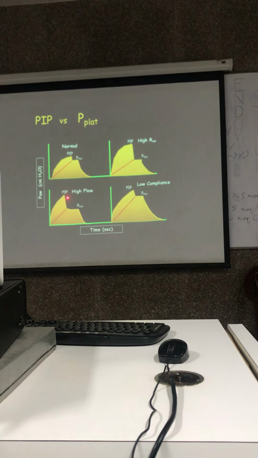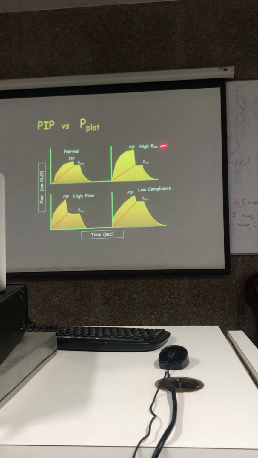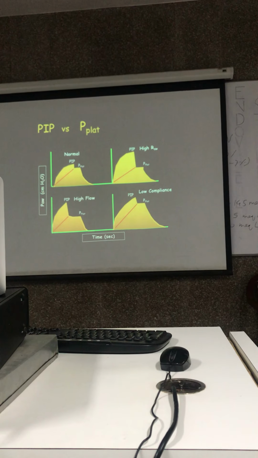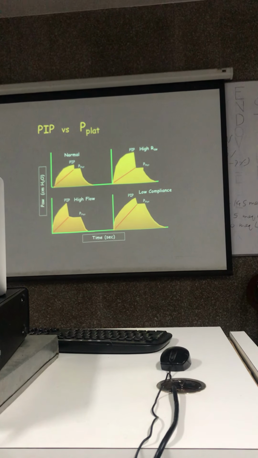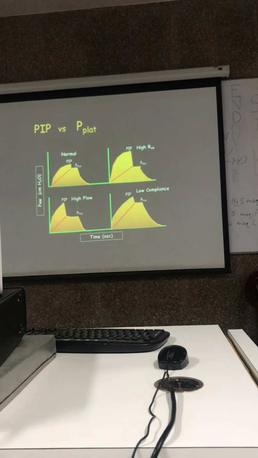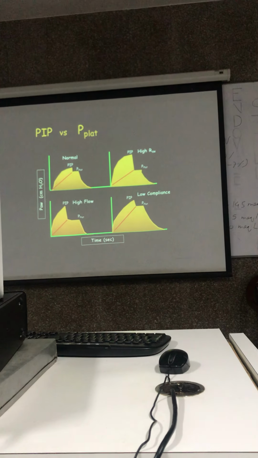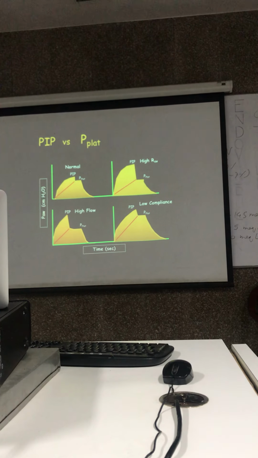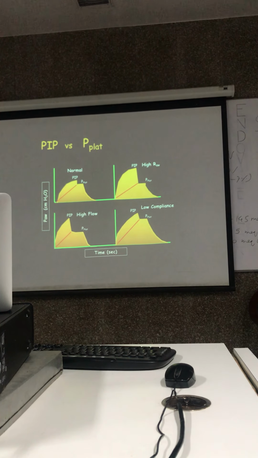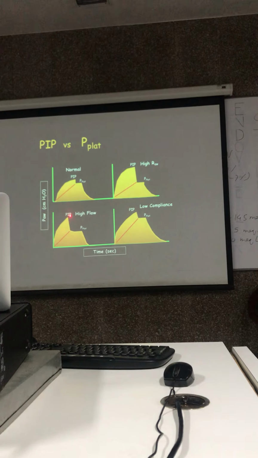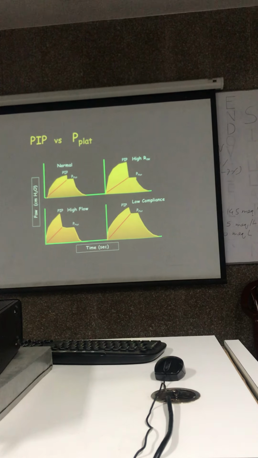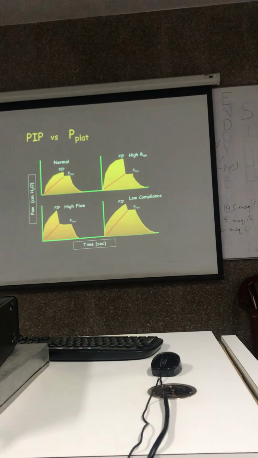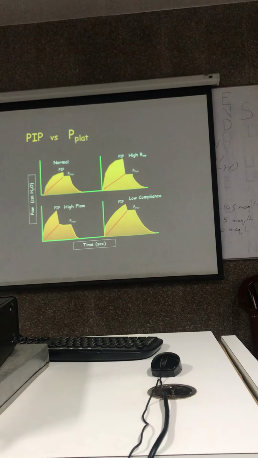And you can also get a similar pattern if you increase your flow. What does flow do? If you have a high flow, say 50 liters, 60 liters, you will deliver the same tidal volume in a shorter time. So your airway pressures will tend to go up. This doesn't mean that this is airway obstruction. It's simply because you have increased your flow.